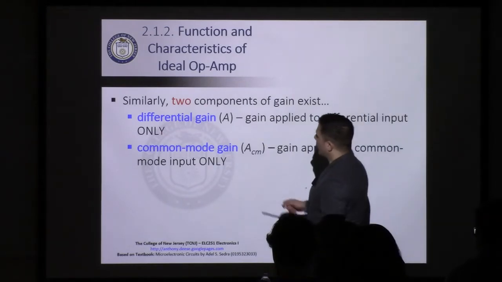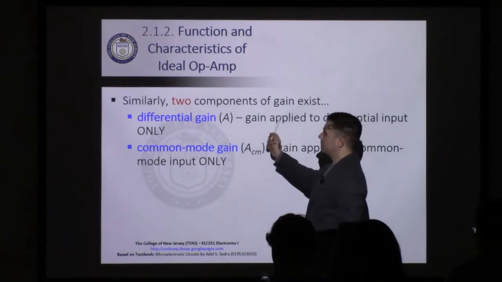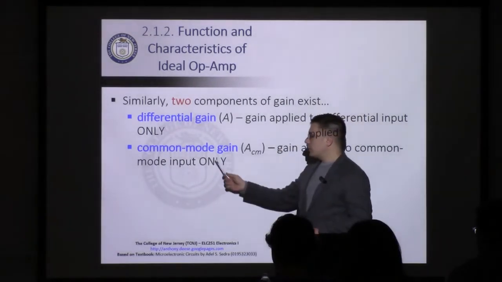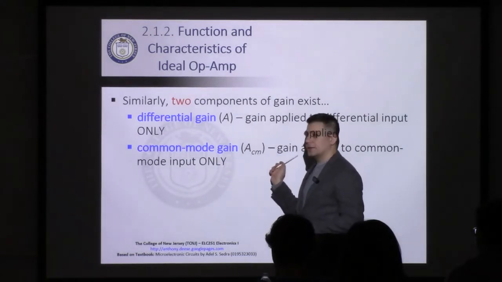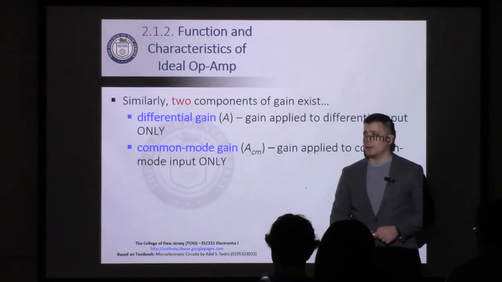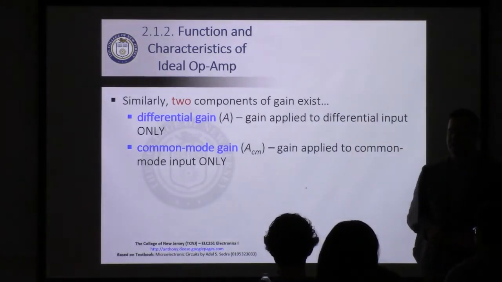So we want our differential gain, that which is applied to the differential input, to be whatever value we define. Normally, we want the common mode gain, which is applied to the common mode input, to be very small, or 0, ideally. That's another ideal characteristic of an amplifier, that our common mode gain is very low, is 0.